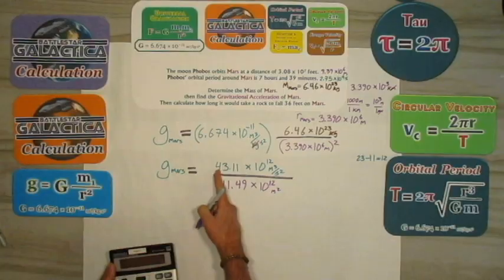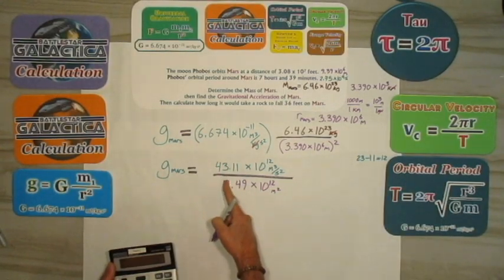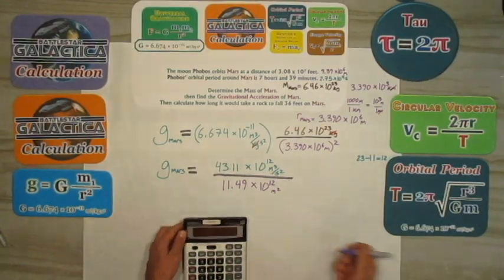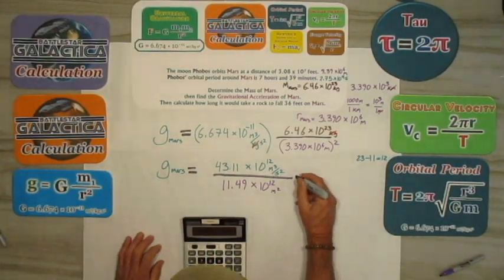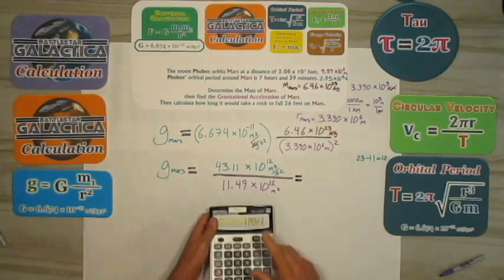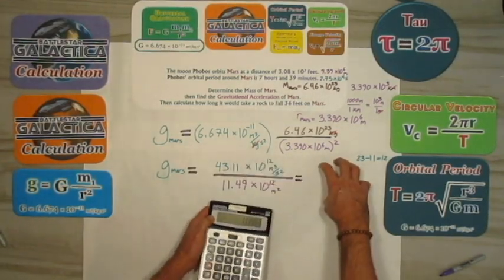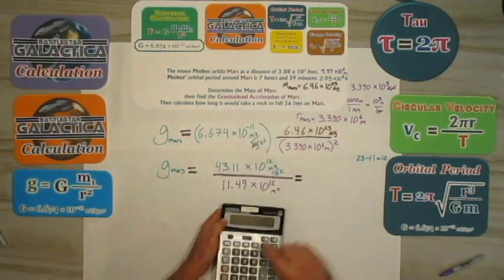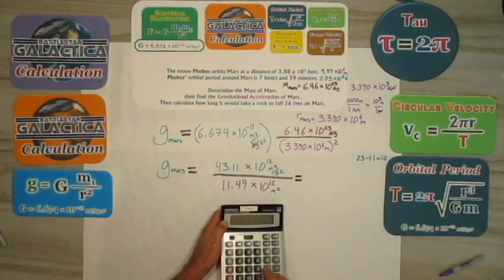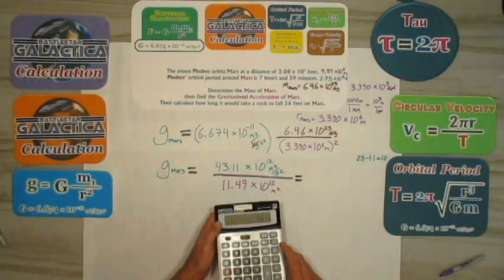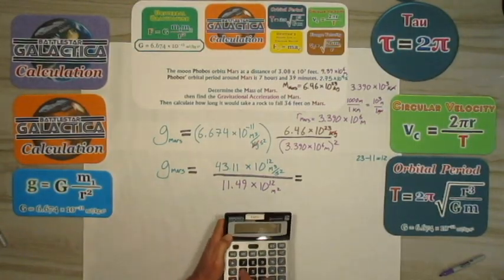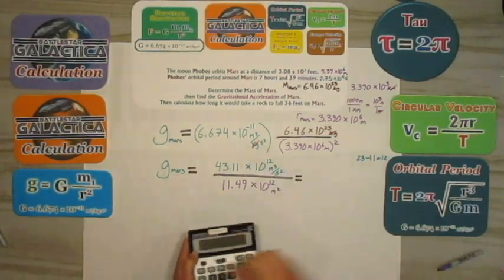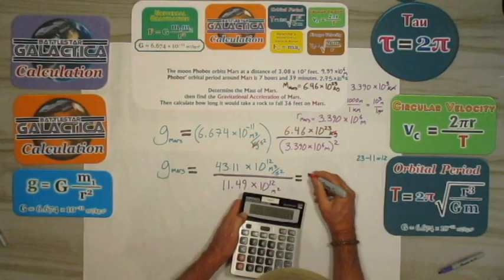Now notice that because I've done both of these in improper form, when I divide them, it should put me back into proper. Let's see if that works. I might have saved myself two steps by not putting it in proper. I'm just going to go ahead and write it here, since the little g of Mars equals this, equals that. Okay, so 43.11 divided by 11.49 equals, good, it's a single digit number. So it worked out for me after all.